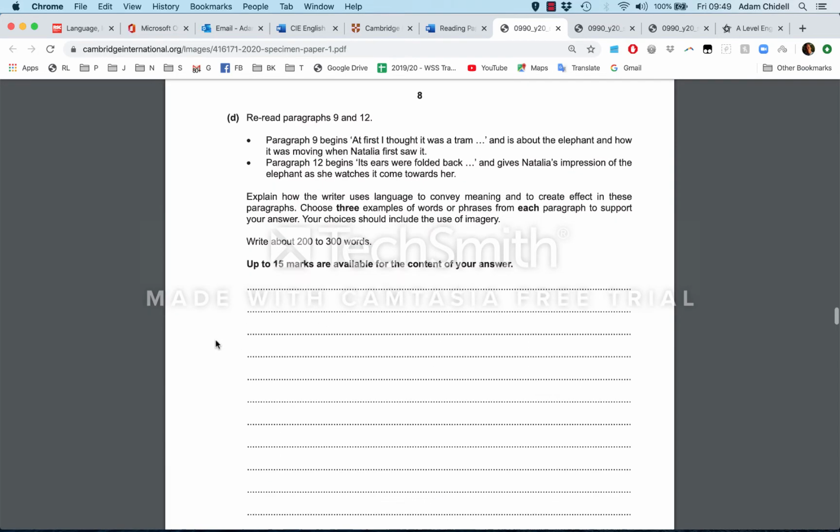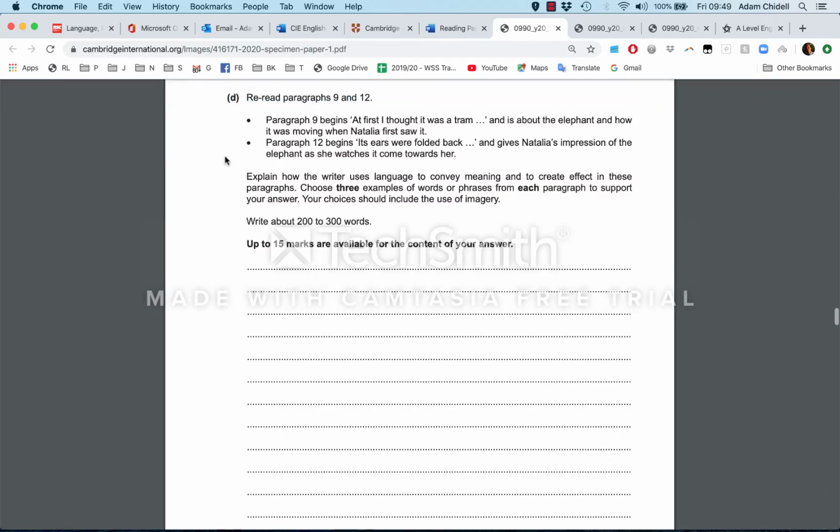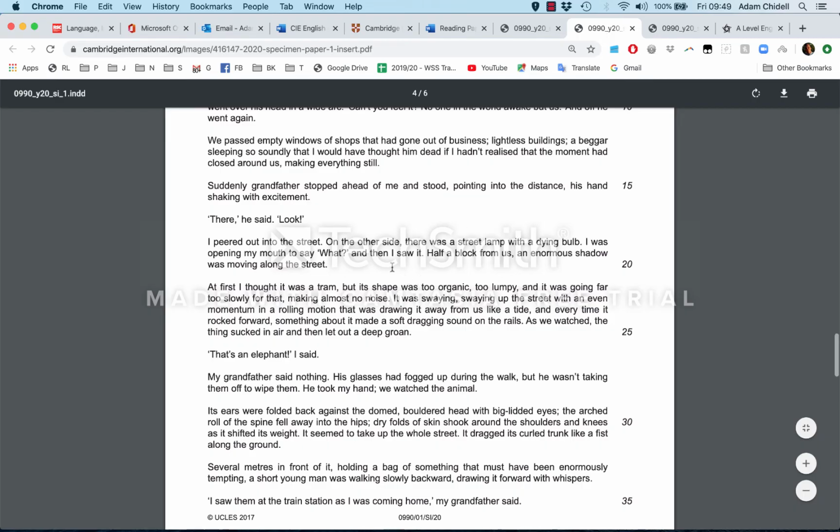Okay, and you do that 3 times for paragraph 9, 3 times for paragraph 12, or whatever the paragraph numbers are that you are asked to look at. So what kind of things should you be picking up on, and what should you be saying about them? Well, let's have a quick look at paragraph 9.